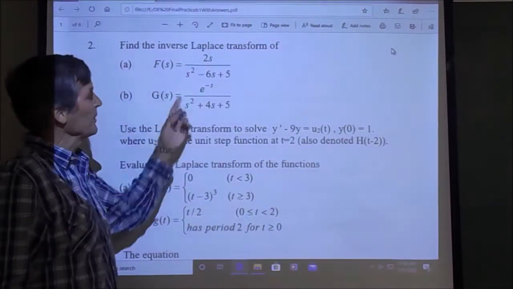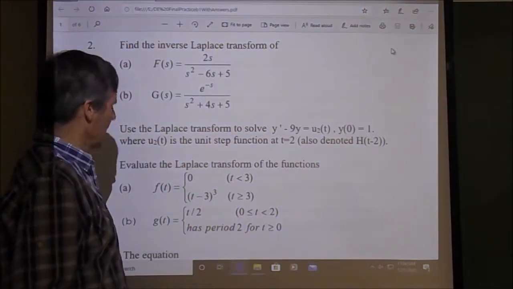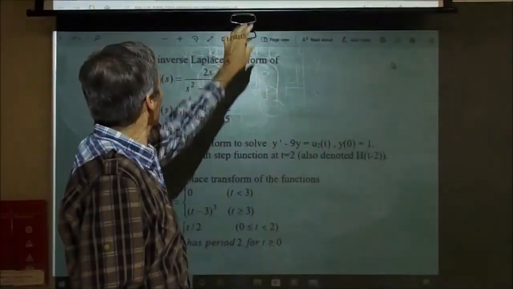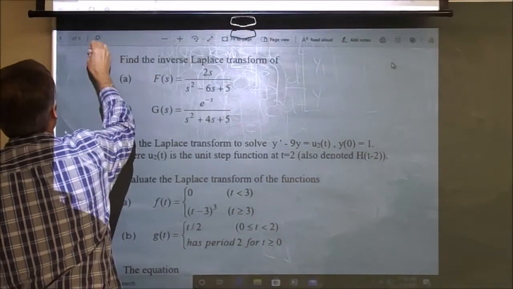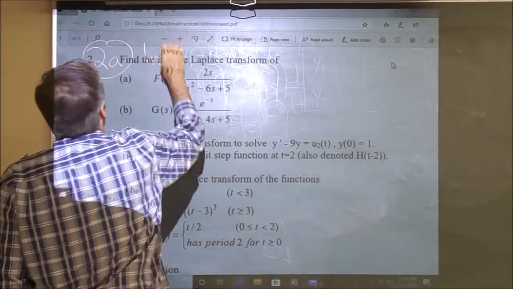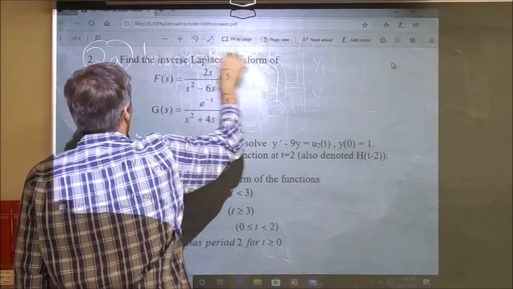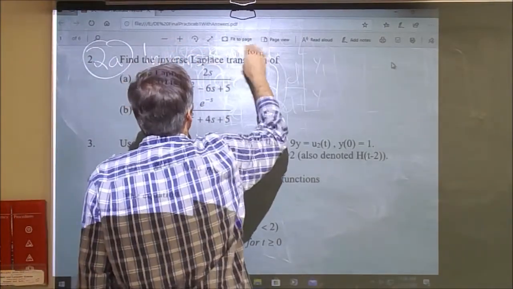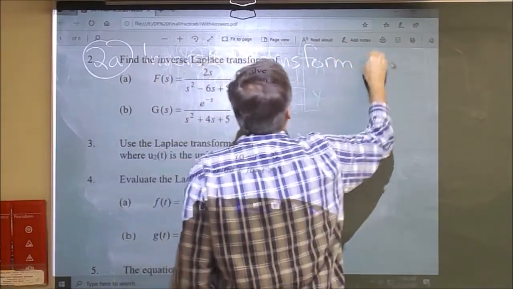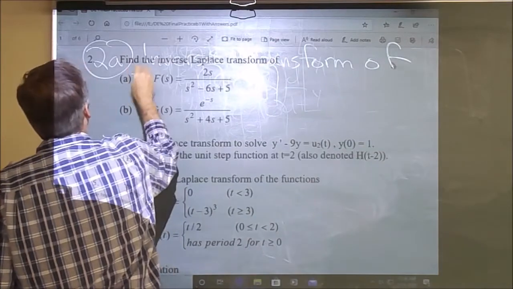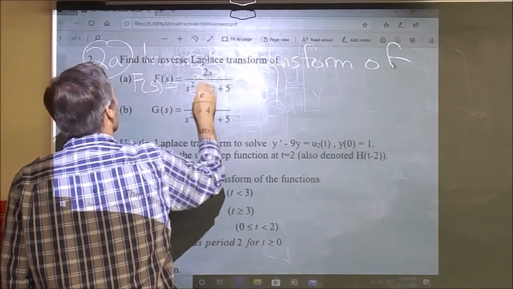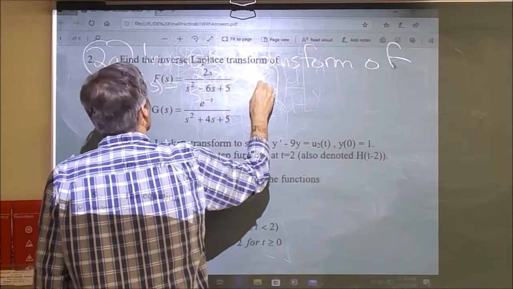Now let's look at some inverse transforms. The Laplace transform will show you what I test. Suppose we want to do this one. We want to find the inverse transform. We've looked at this one before. Review it again for the final. Inverse transform of this function, F of s equals 2s over s squared minus 6s plus 5.